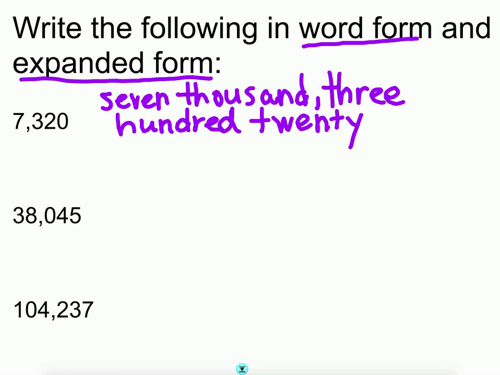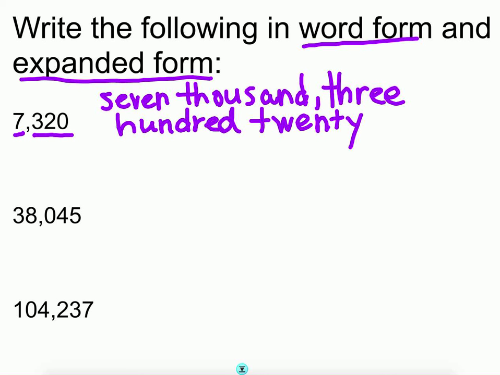So I read it back. 7,320. Okay. Now I have to do expanded form. Remember, that's taking the value of every digit and adding them together. It's like you're expanding them, stretching them out into its separate values.